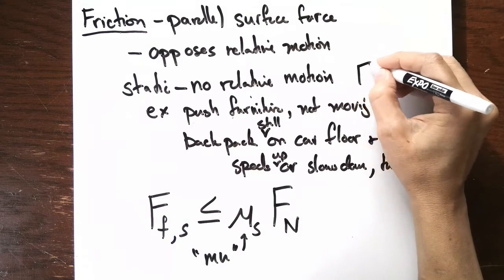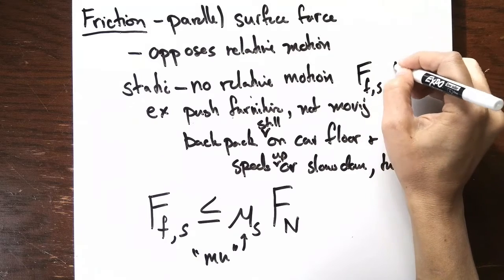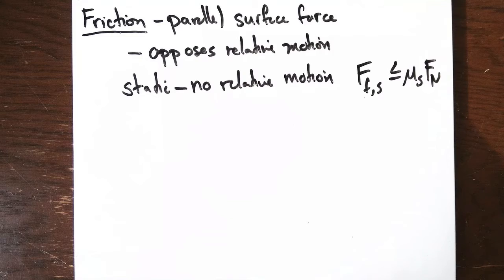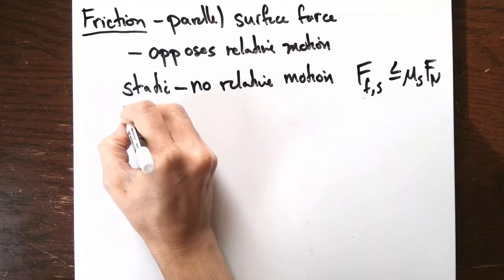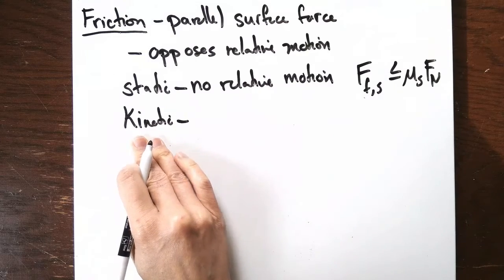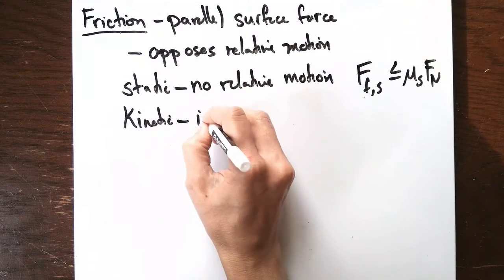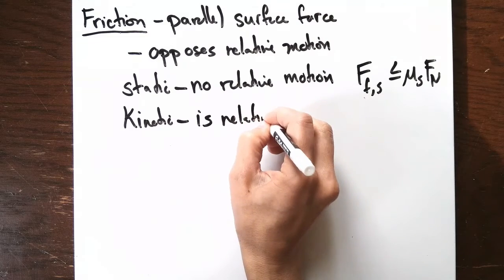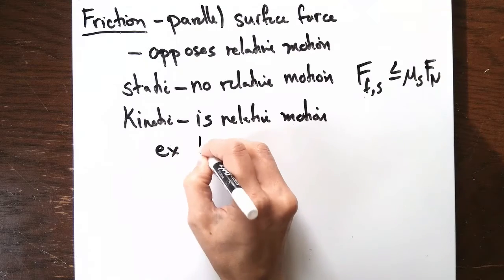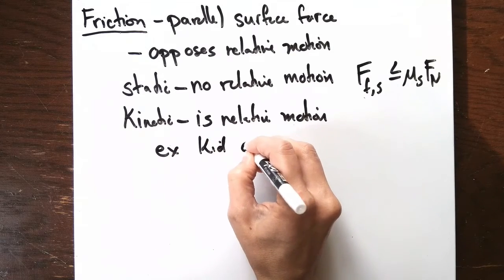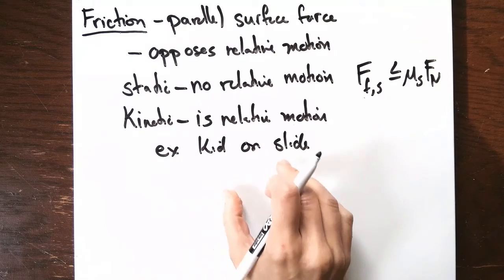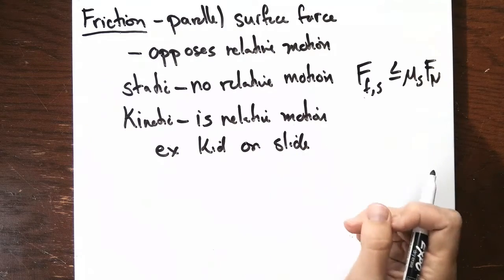So let's go ahead and write this up here so I will have enough room to talk about the other kind of friction. The other kind of friction is, of course, kinetic, which means there is motion. Kinetic means moving, so static, there's no motion, and kinetic, there is relative motion between the two surfaces. So an example of this would be a kid sliding down a slide. And there the kid and the slide are moving relative to each other. That's the whole point of the slide.